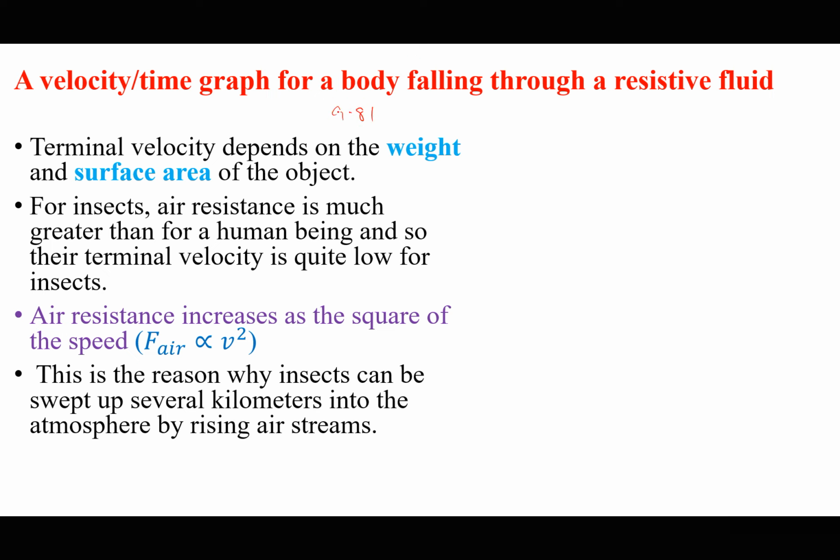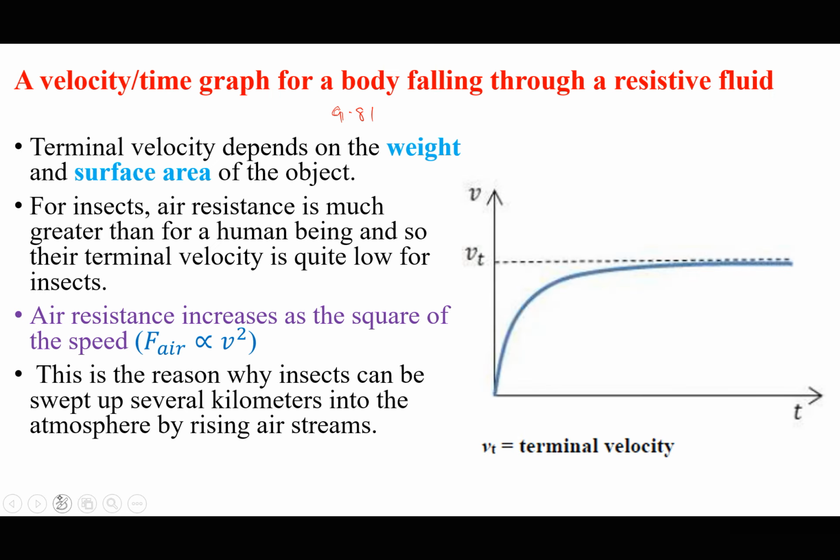But as air resistance increases, the acceleration decreases. And if the acceleration decreases, the velocity is increasing but at a smaller rate. And finally, we shall reach a terminal velocity. So here initially, the velocity is still increasing, but the acceleration is decreasing. Remember, acceleration is equal to the gradient of a velocity time graph, that is change in velocity over time. So here the acceleration is still high.